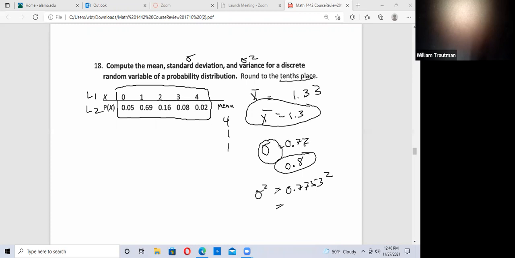So I need to put my calculator page up there and put 0.7753 and raise it to the second power. And I get 0.60. That's our variance. So here are all three of our answers: our average, standard deviation, and our variance.